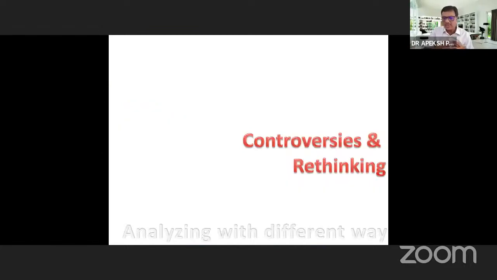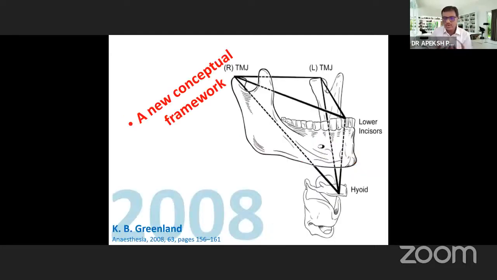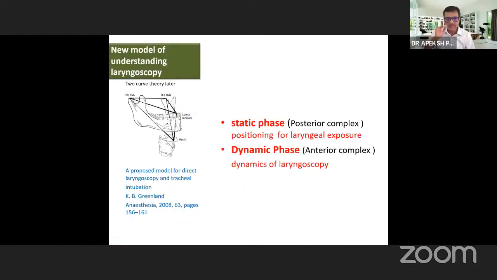So there are a lot of controversies about the positioning that have forced us to rethink about the laryngoscopy, and which has come up with a new conceptual framework to understand the laryngoscopy, and this framework makes the understanding easier for difficult laryngoscopy. Why do we get the difficult laryngoscopy? So according to this Greenland's new conceptual framework, there are two phases of laryngoscopy. One is static phase and another is dynamic phase of laryngoscopy.